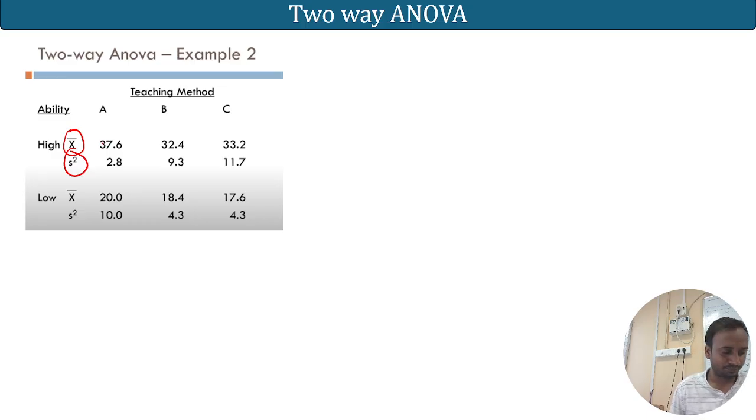Any idea you have? Shall I do it, or I'll just explain it and then go ahead. From the means they have given, we'll calculate the grand mean.